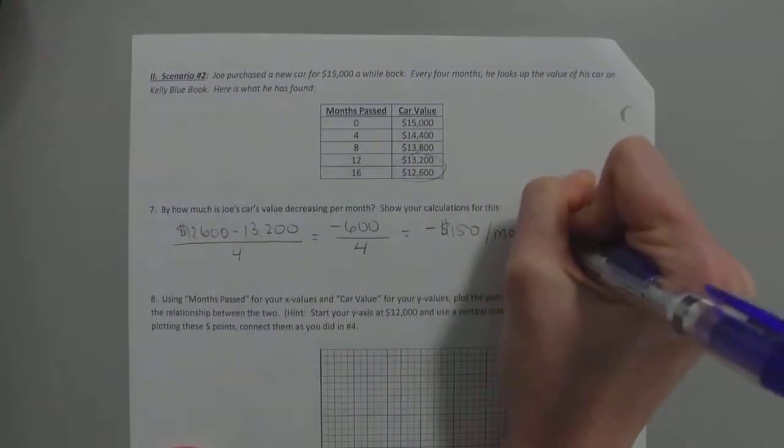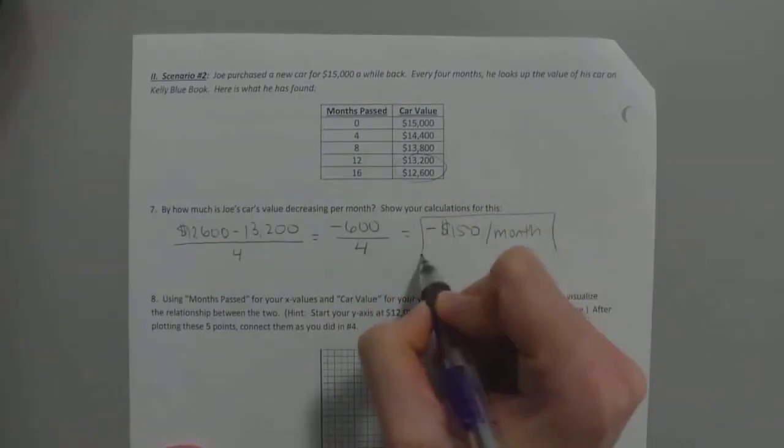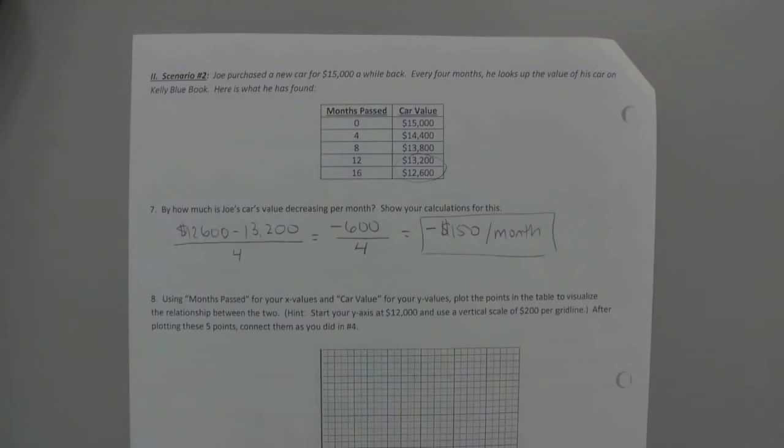But realize it's over 4 months, so how much is happening each month? It's going down 150 per month. So what does that mean? That means every month that he owns this car, it's losing $150 in value, okay?